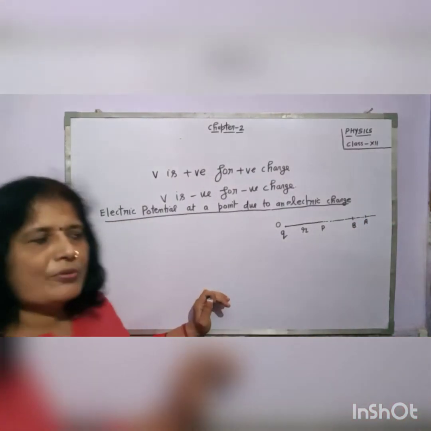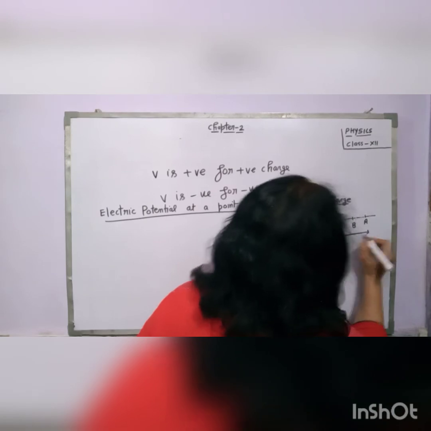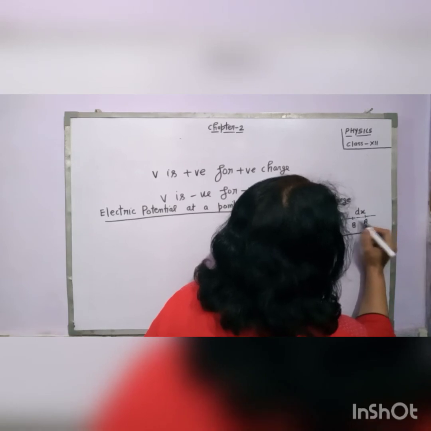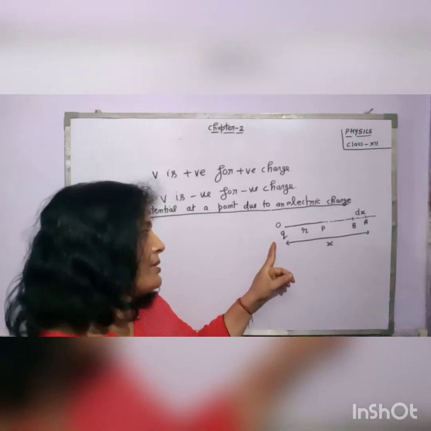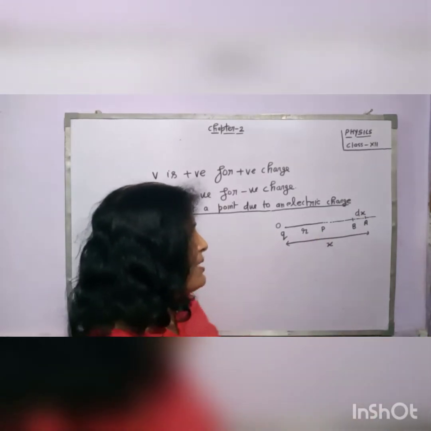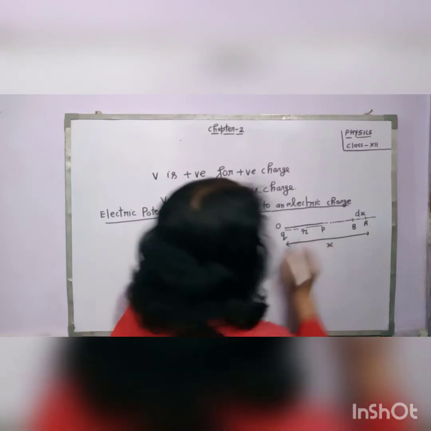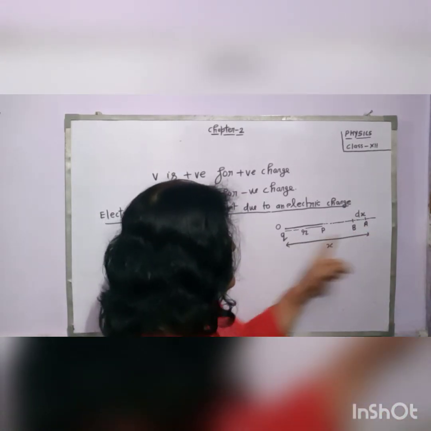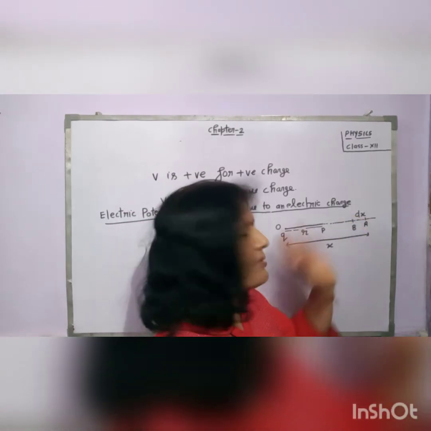These 2 points are very close to each other such that the distance of the point A from point O is equal to x, and the distance between A and B is dx. Again, point charge is placed at point O, and P is a point at a distance R at which the electric potential is to be determined. A and B are 2 close points, such that the distance of A from O is x, and the distance between A and B is dx.